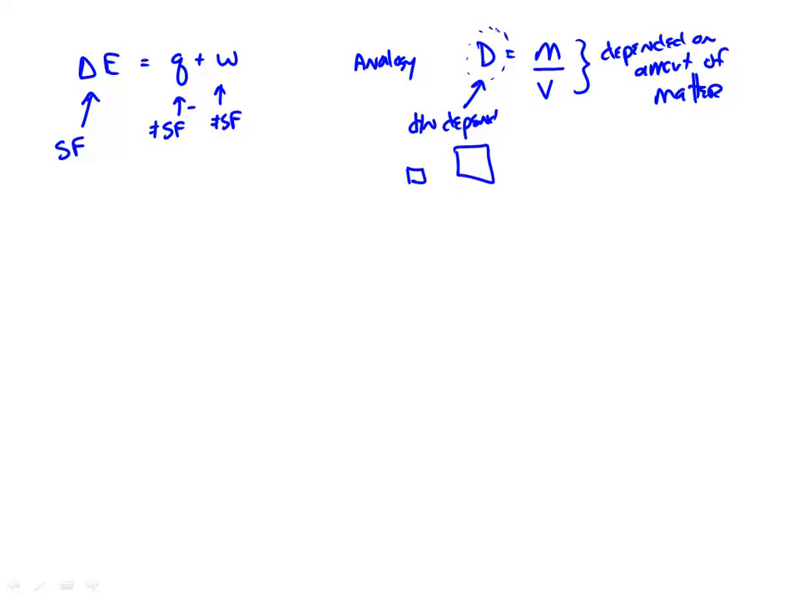Same thing with the change in energy. Even though each individual part depends on the path taken, the total, or the sum of them, is a state function and is path independent. So we can actually measure the changes in energy.